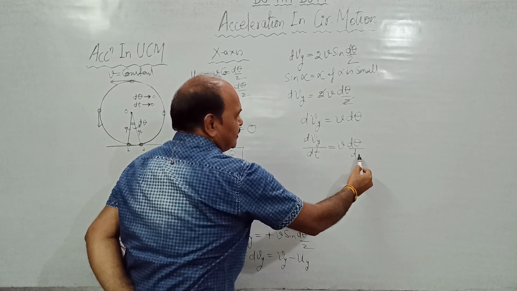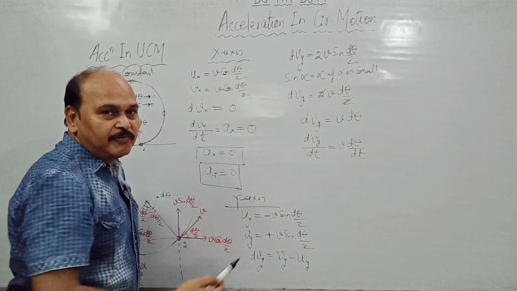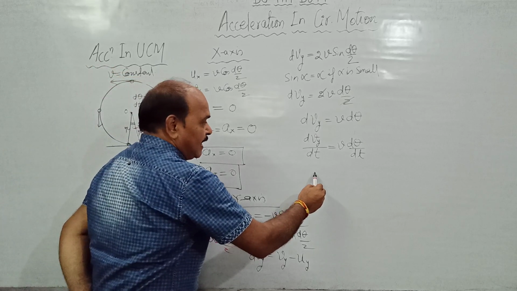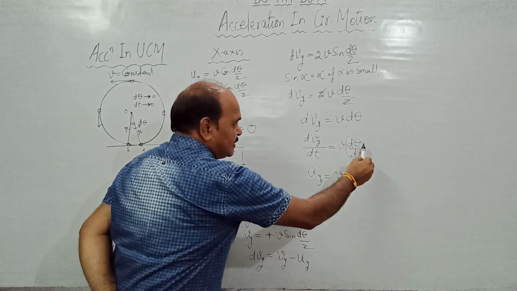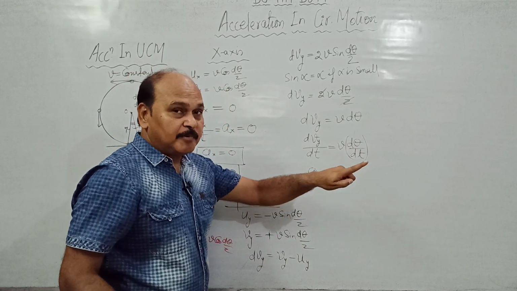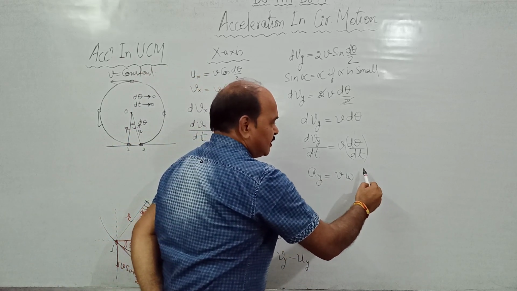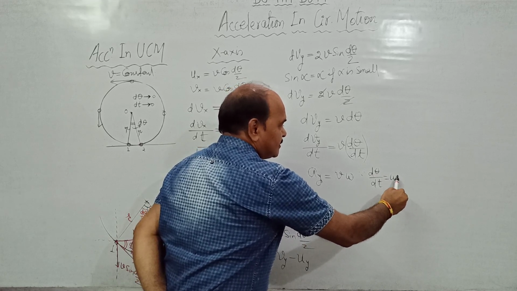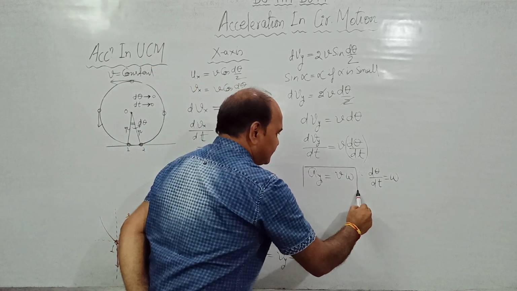then the right hand side is v d theta by dt. What is this dvy by dt? This is the rate of change of velocity along the y-axis. And children, the rate of change of velocity along the y-axis is the acceleration along the y-axis. And what is that? That is v d theta by dt. And what is this d theta by dt? d theta by dt is nothing but angular velocity. This quantity d theta by dt is nothing but instantaneous angular velocity. Therefore, this is the acceleration along the y-axis.